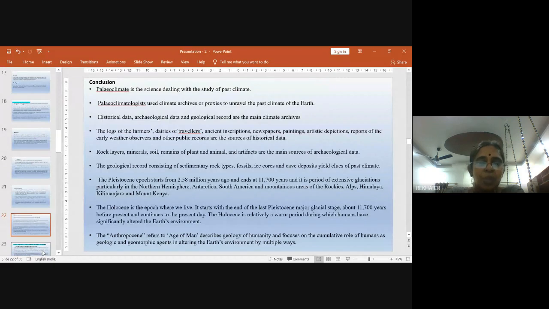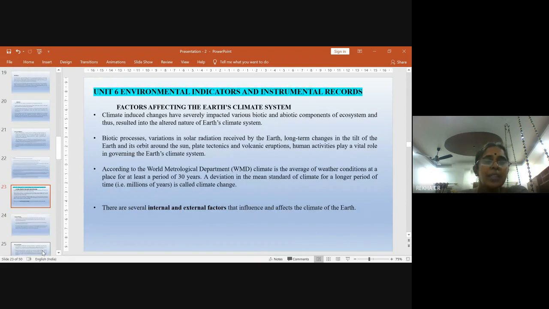The Anthropocene refers to the age of man, which describes the geology of humanity and focuses on the cumulative role of humans as geologic and geomorphic agents in altering the Earth's environment in multiple ways. So this is with regard to the first unit of block 2. Next, units 6 and 7 refer to the climate of the present. Here, unit 6 deals with the indicators of the environment and the instrumental records.